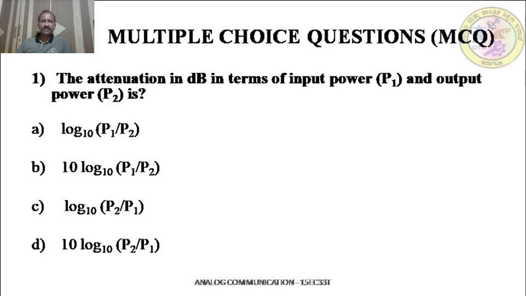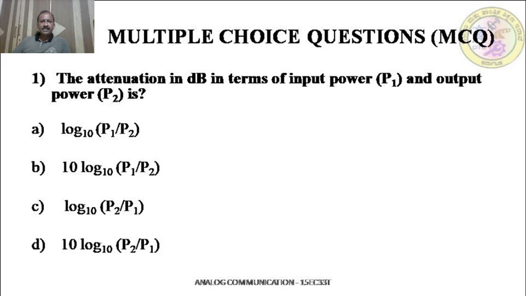First MCQ question. The attenuation in dB in terms of input power P1 and output power P2 is, options: A, log P1 by P2 base 10. B, 10 log base 10 P1 by P2. C, log P2 by P1 base 10. D, 10 log base 10 P2 by P1.